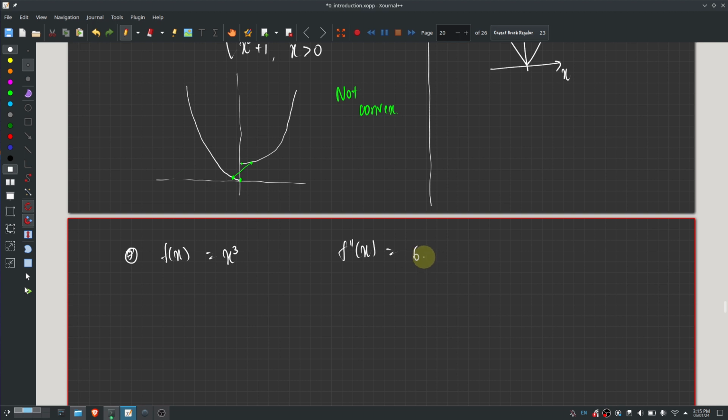Yeah, 6x. For x greater than 0, this is always non-negative, always positive. For x less than 0, this is negative, right? So if you take this function over all of R, then this is neither convex nor concave. But if you restrict yourself to only one region, let's say x greater than 0, then this is convex. For x less than 0, this is concave, right?